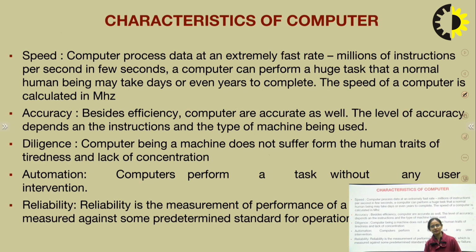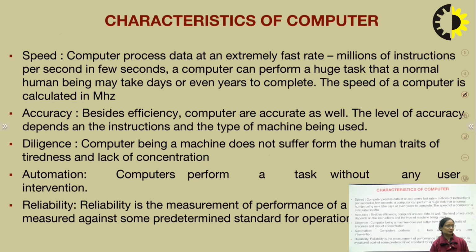Next important thing is the characteristics of computer. The very first and important characteristic of computer is speed. The computer processes the data at an extremely fast rate. Millions of instructions per second in a few seconds. A computer can perform a huge task that a normal human being may take days or even years to complete. The speed of a computer is calculated in megahertz. Next important characteristic is accuracy. Besides efficiency, computers are accurate as well. The level of accuracy depends on the instructions and the type of machine being used.